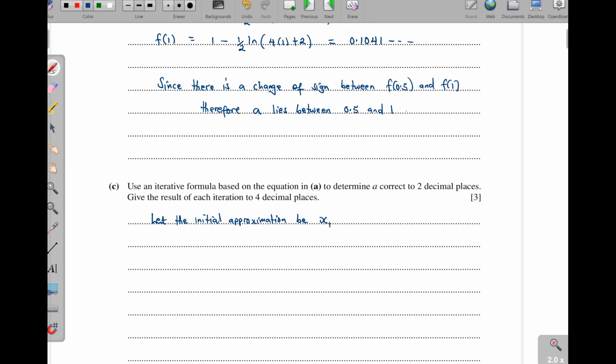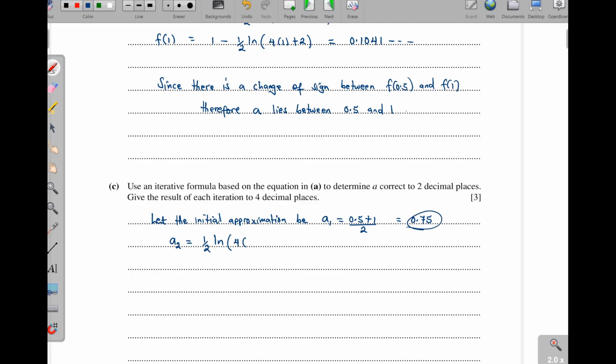So maybe a1 will be 0.5 plus 1, then divide by 2, and this one will be 0.75. Okay, now the next one, you show the examiner, this one is going to be a1, not x1. Pardon me here. So this is a1, now this will be a2, which is going to be a half, then the natural log of 4a.